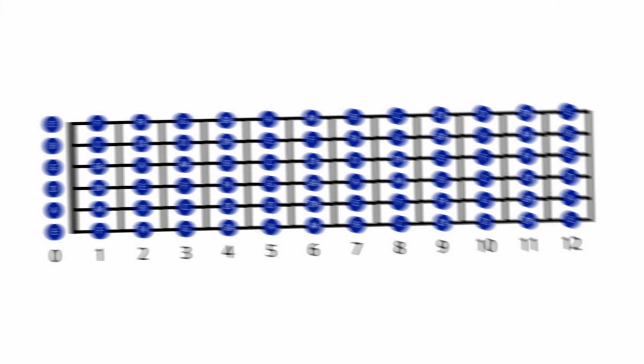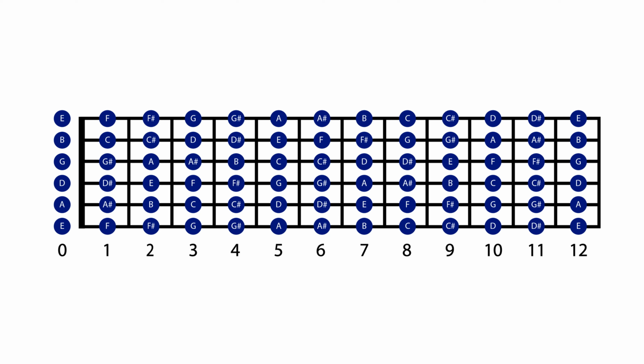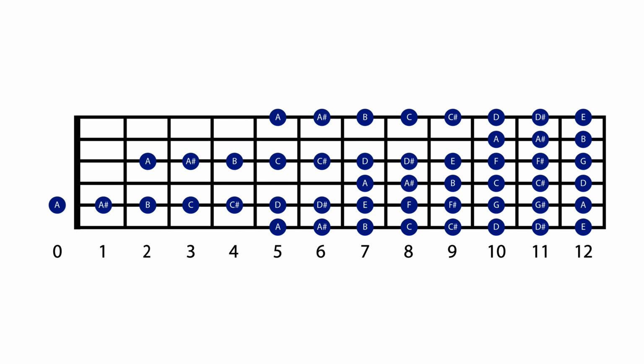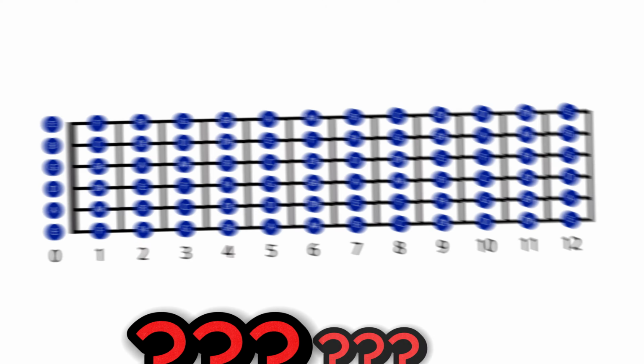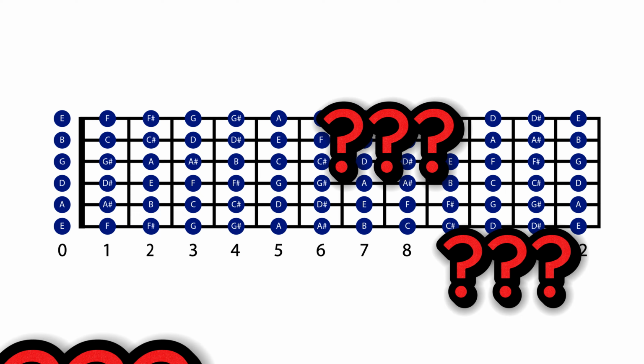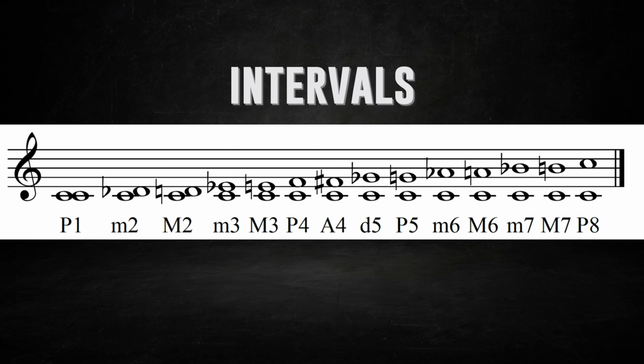The musical alphabet can be observed on the guitar like this. It looks confusing, but that's just the same 12 notes repeating and offset on each string depending on what the string is tuned to. Now you might be wondering, how can we make sense of all these notes and visualize them on the fretboard? Introducing intervals. Understanding intervals will help you to make sense of all those notes and how they relate to one another.